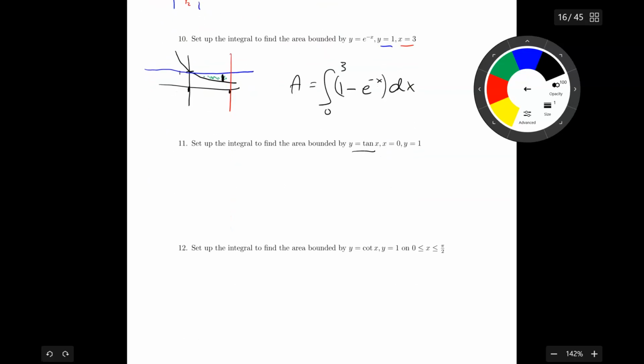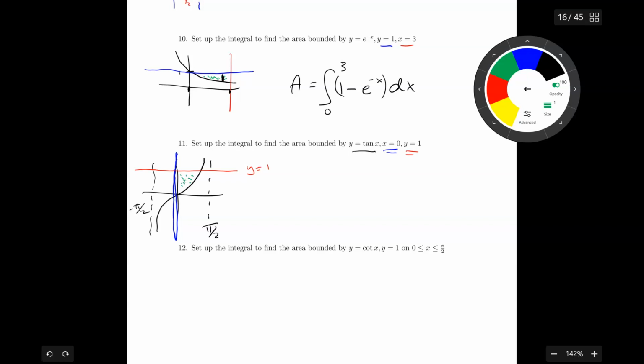All right, so let's look at tangent of x. You know what tangent looks like. You know that it's got asymptotes. Asymptotes are a really big deal. All right, so x equals 0 is this. Need to know that. And then y equal 1 looks like this. So where is that area bounded, contained between all three of these graphs?